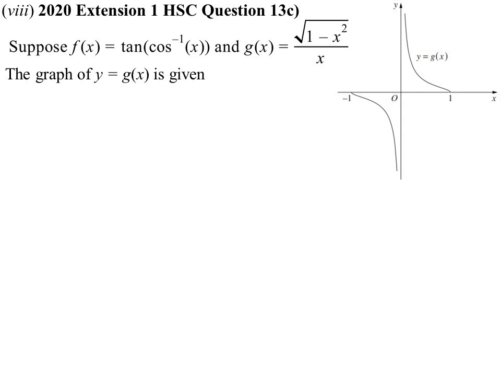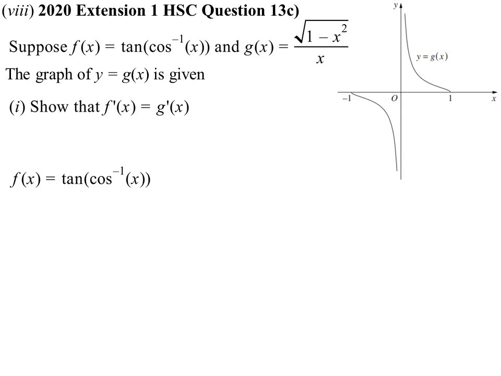There's y equals g(x). Show that these two functions have the same derivative. Okay, well, let's differentiate them. The first one, the tan of the inverse cos. So I'm differentiating a tan function. What do we do? We differentiate the actual function, and then tan goes to sec squared, the angle doesn't change.